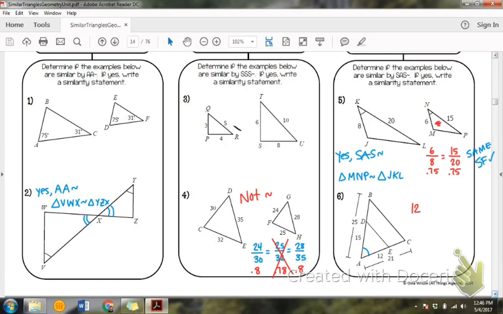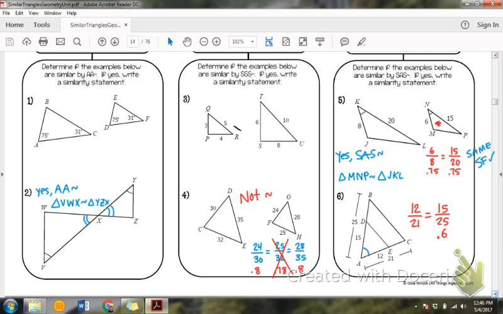Okay, so 12 goes with 21, and 15 goes with 25. So let's see if they reduce to the same scale factor. And you're using your calculator. Trinkle, what is 15 over 25 reduced to? Mine says 3/5. You can also hit this. There you go, 0.6. 15 over 25 reduces to 0.6.